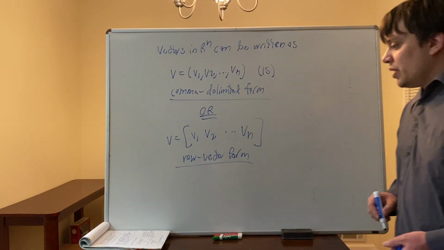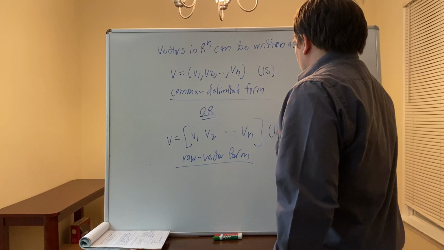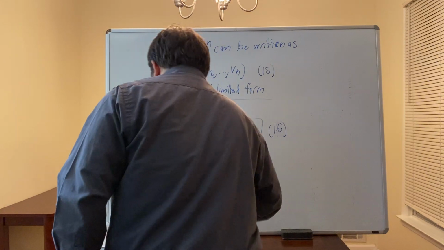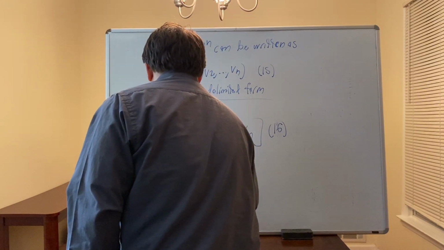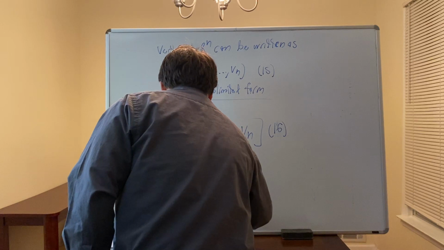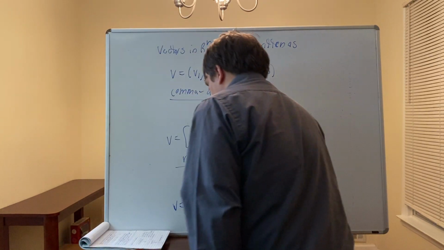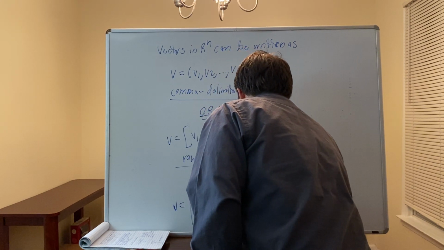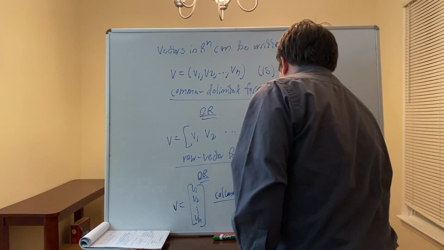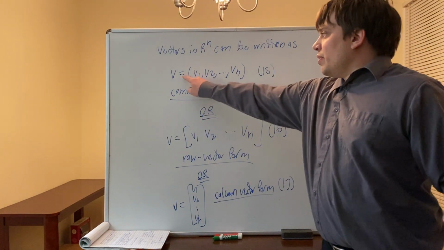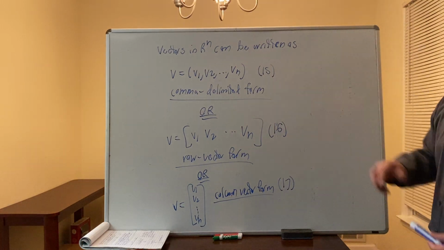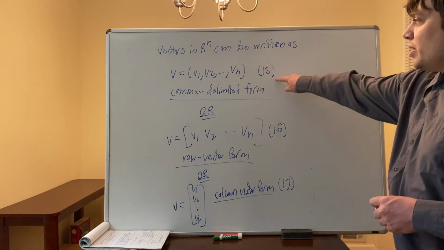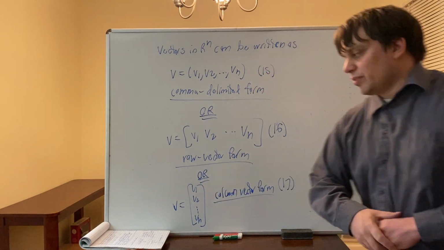This is equation 16 in this section. Or another way, you can write that same vector as a column vector, v1, v2, dot dot dot, vn. This is column vector form, and that's equation 17. So this is equation 15, equation 16, equation 17. These are three ways to describe the same vector v in n space: comma delimited form, row vector form, column vector form.